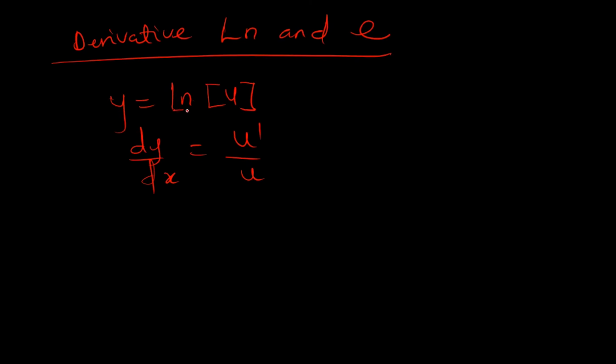So here, if y equals natural log of u and u is our function of x, dy over dx is going to be the derivative of u, which is a function of x, over the u itself. So that's all. So let's start with an example.